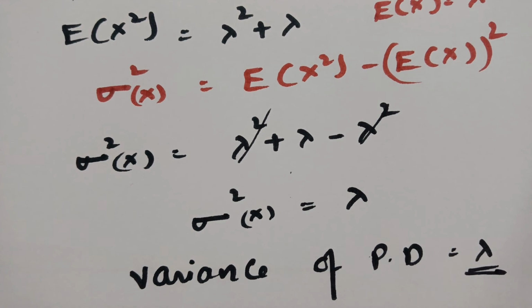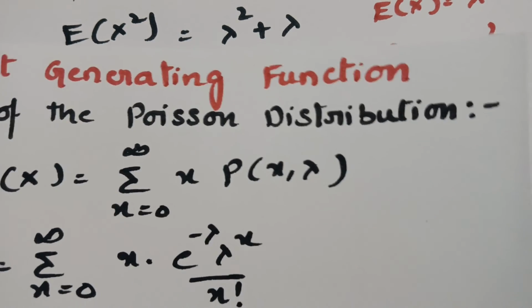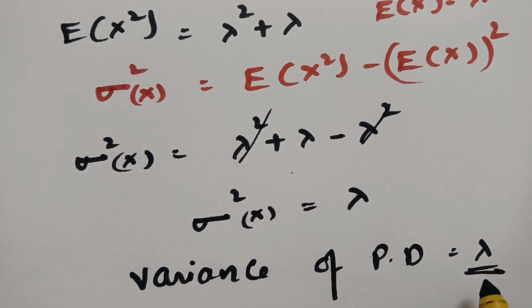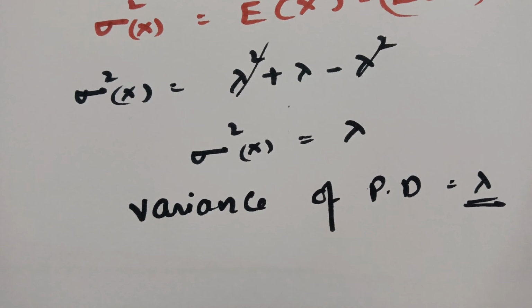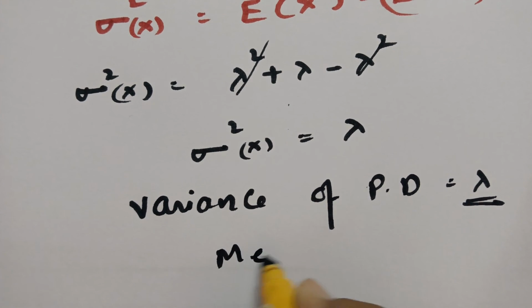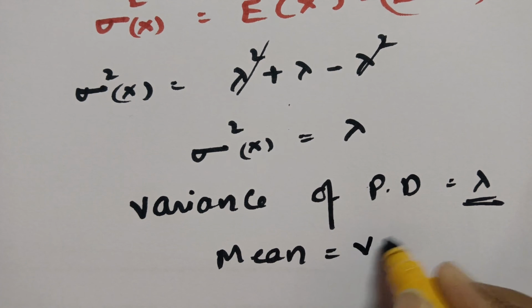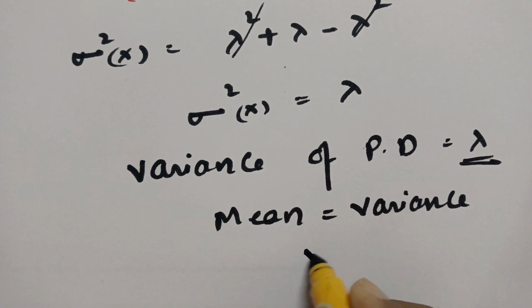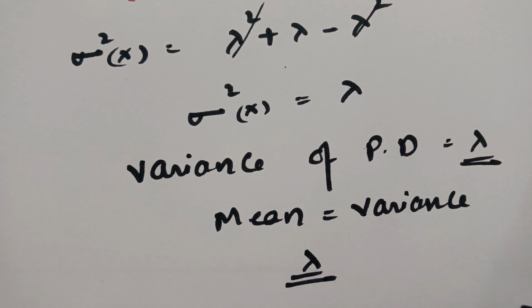Here you have to note one thing, that this is the mean of the Poisson distribution. The mean is lambda and variance is also lambda. So in the Poisson distribution, the mean is equal to variance is equal to lambda. See here, the lambda is the value here. So this is how we have to solve, and this is also so simple if you follow these steps.